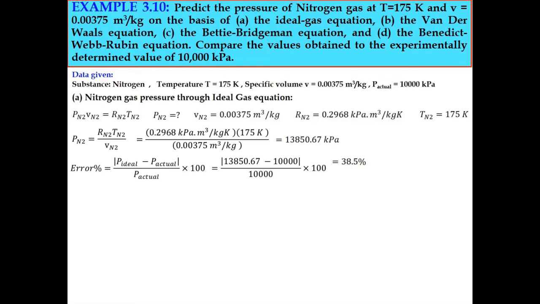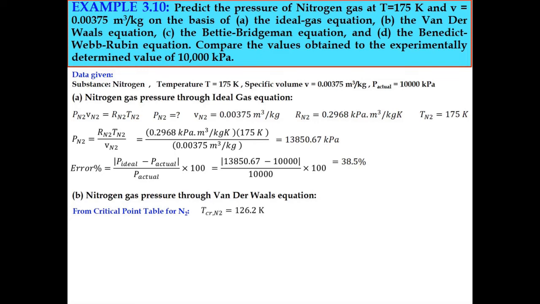Okay, done with question A. Question B: determine the nitrogen gas pressure through the van der Waals equation. From the critical point table for nitrogen, which we can get from any thermodynamics textbook, the critical temperature for nitrogen is equal to 126.2 Kelvin, and the critical pressure for nitrogen gas is equal to 3.39 megapascal.